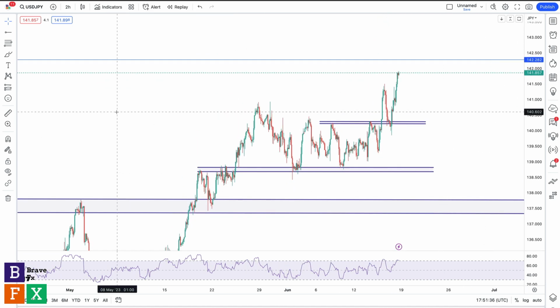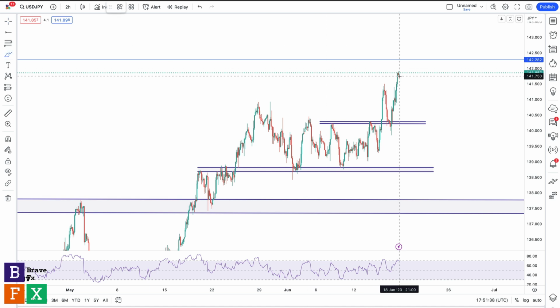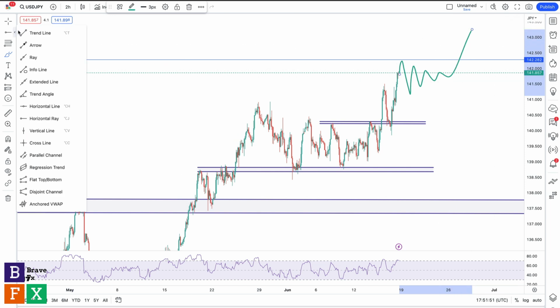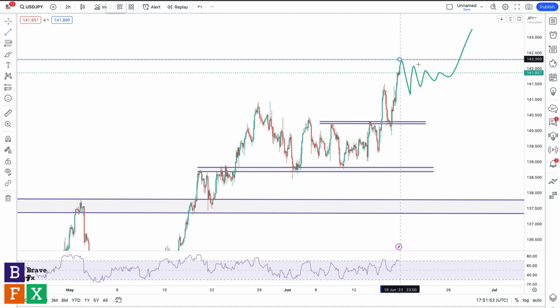So this is what I'll be watching out for on USD-JPY. I'm going to wait for some sort of consolidation. So we might go into this resistance level or this area of value, get a reversal to the downside, a good consolidation, followed by a bullish breakout to go long. This is the only way I would be trading USD-JPY.